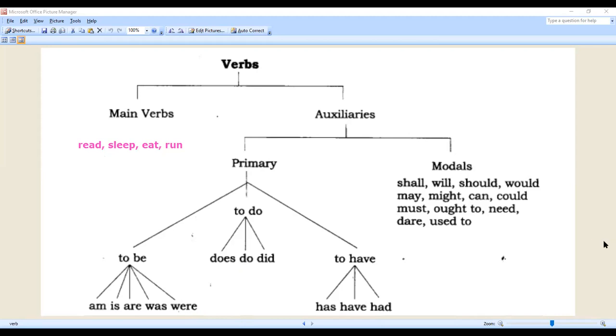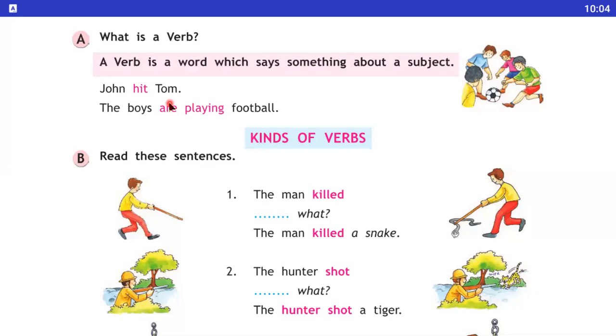Okay students, I hope you have understood the difference between the main verb and auxiliary verb. So now, what is a verb? Okay, students, a verb is a word which says something about a subject. जो subject के बारे में जो कहना चाह रहा है, और हम verb को क्या बोलते हैं? As an action word भी बोलते हैं.